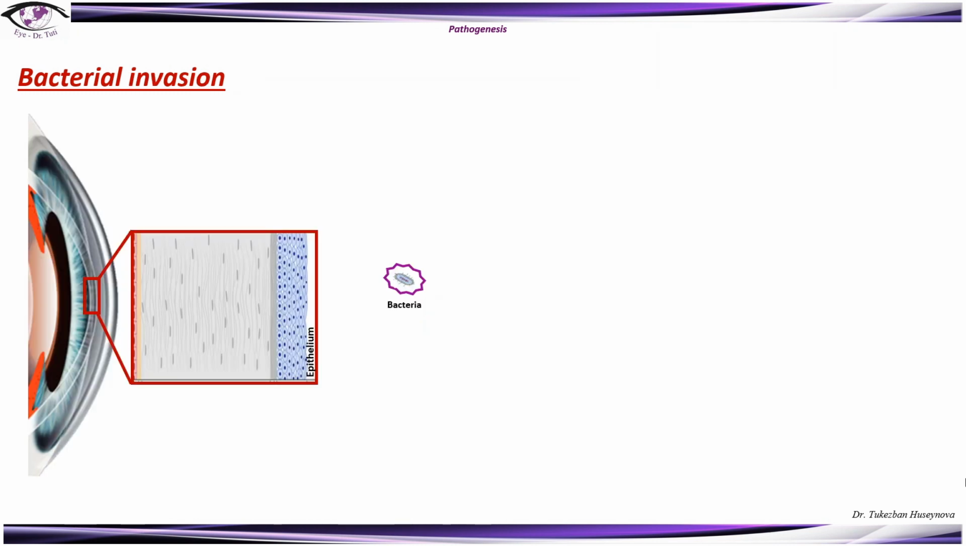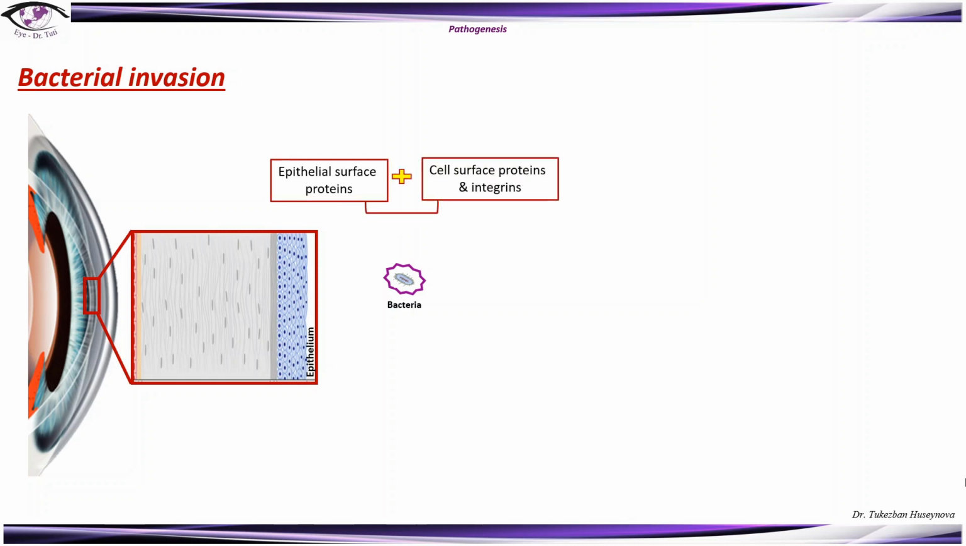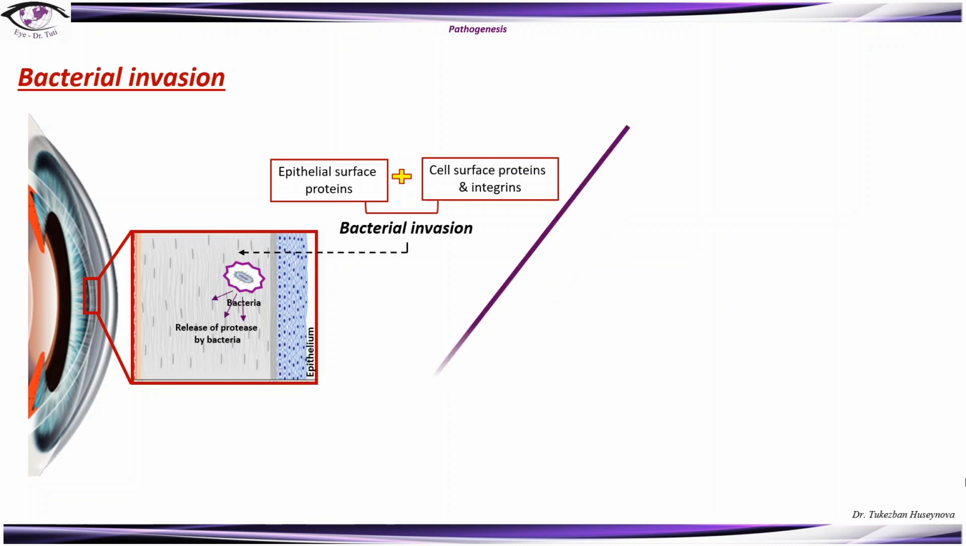Then comes another step: bacterial invasion. Bacterial invasion begins within hours after exogenous contamination of a corneal wound or after the application of a heavily contaminated contact lens. The combination of epithelial surface proteins with cell surface proteins and integrins will provoke bacterial invasion into the stroma. And once bacteria are in the stroma, they will release proteases.